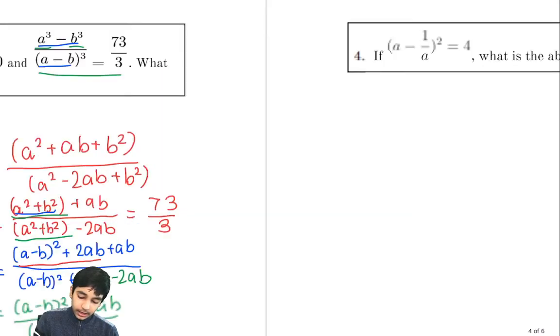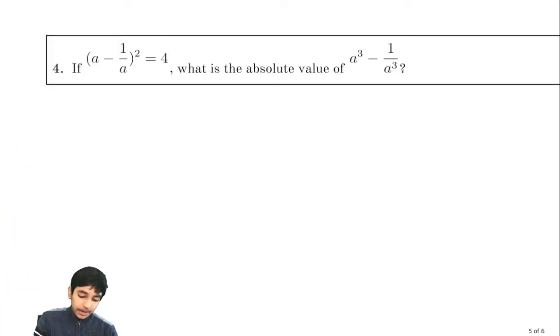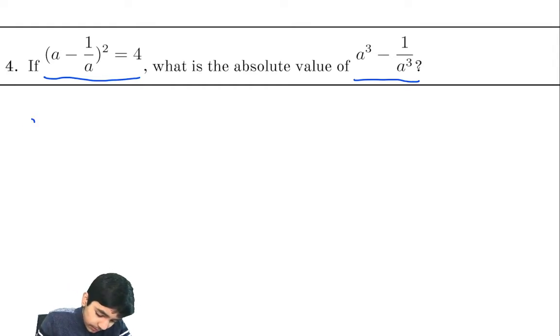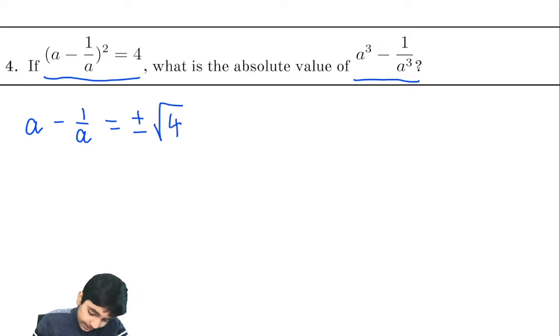Okay, now let's take a look at the next problem. This one is a clever application. For this problem, you see (a - 1/a) squared is 4. We want to find the absolute value of this quantity. So what we can do here is say that a minus 1 over a is just going to be plus or minus the square root of 4, or plus or minus 2. So that's something we can immediately see from this equation. That might be useful. Maybe it will.